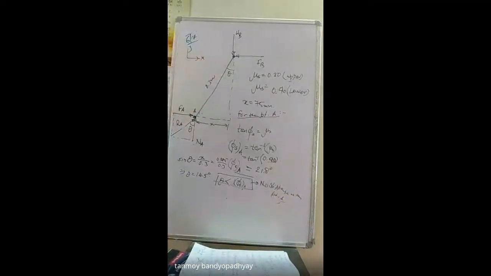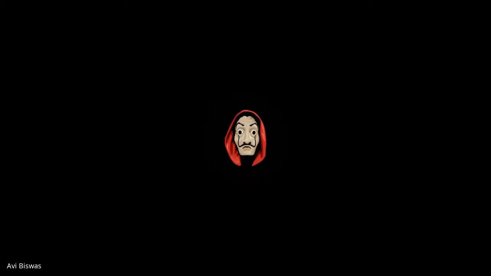Okay, so this is based on the inclination. You can increase the angle. If there is any angle greater than 21.8 degrees, the body will slip by itself. Okay?